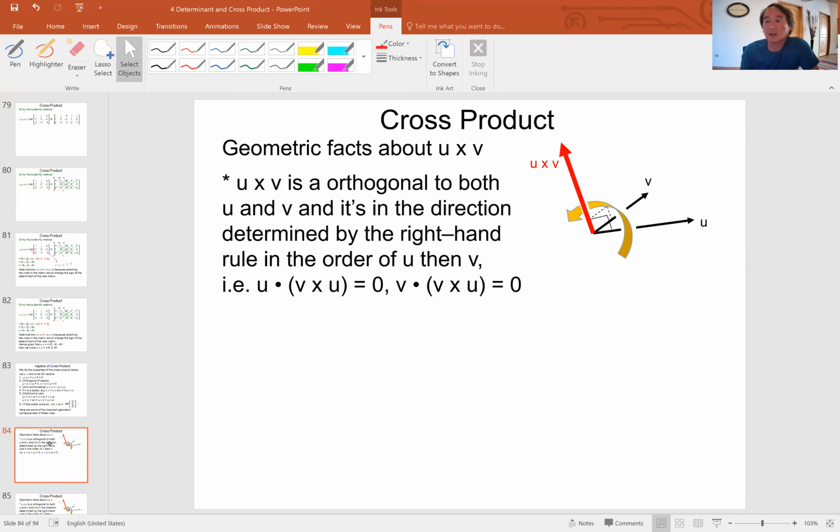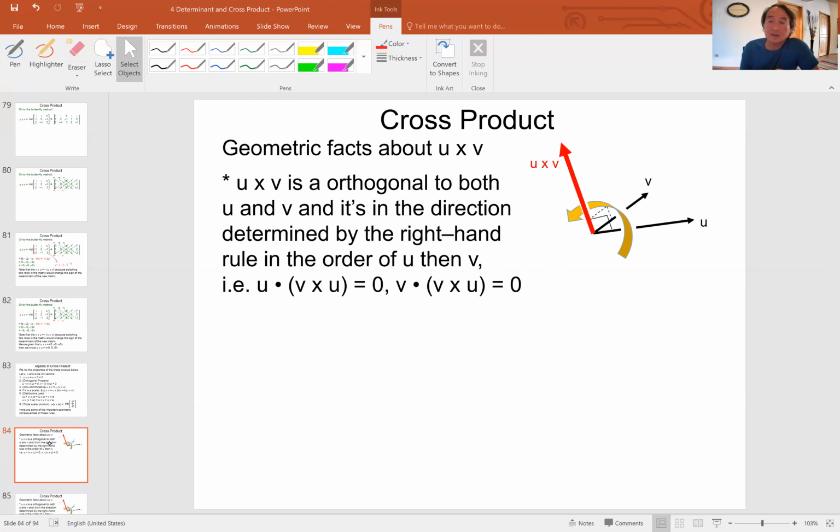And here's a picture. Here's u, here's v. How do we determine which direction it goes? There are two vectors, one goes up, one goes down. Well, u cross v follows the right-hand rule. If you grab from u to v with your right hand, the thumb is pointing in the u cross v direction.